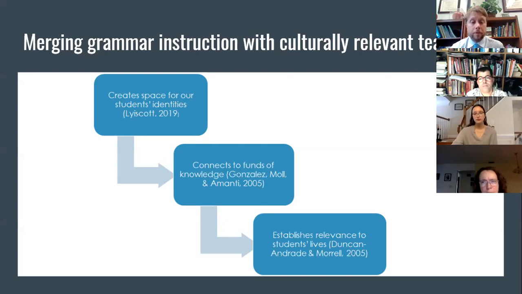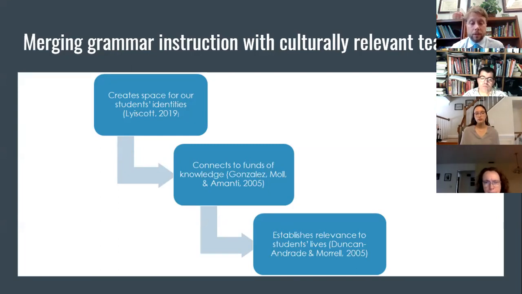When we create that space, we're creating opportunities for students to make connections to funds of knowledge. Funds of knowledge basically are forms of insights and awarenesses and intelligences that we've developed through our identities and through our lived experiences. And a lot of great culturally relevant teaching practices create opportunities for students to incorporate their own funds of knowledge. And we'll look at some examples of that in just a minute.